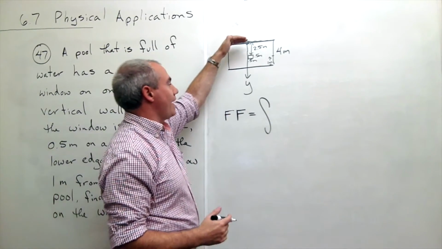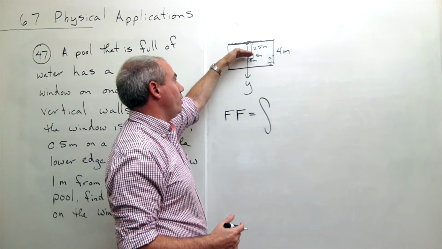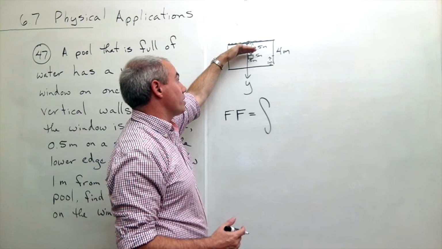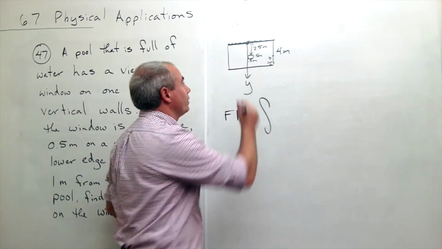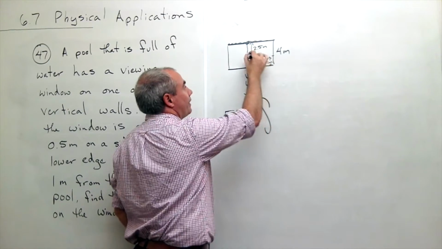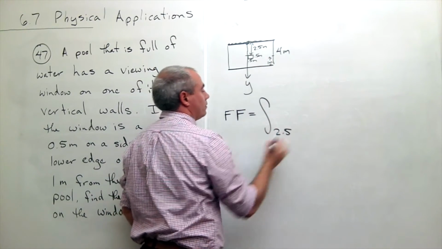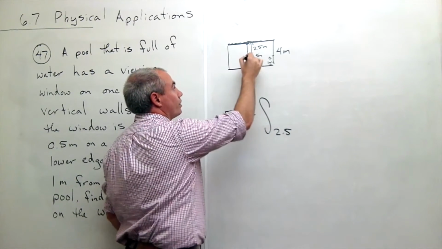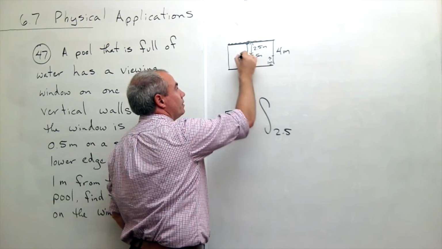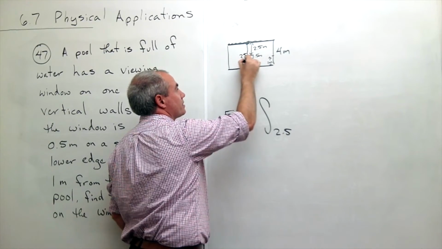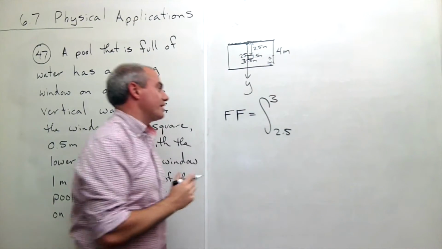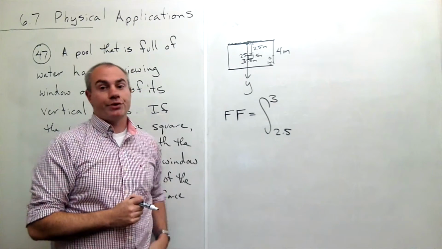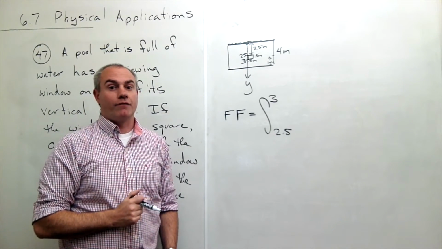Well, where does y start for the window, and where does y end? This is 0, that's not where we start. We don't start gathering force until we get down to this point, and that's at 2.5. And then we keep getting fluid force until we get to this point, which is 3 on my axis. So in between 2.5 and 3 is where I'm gathering my fluid force.